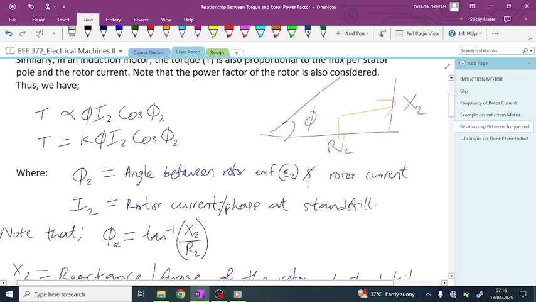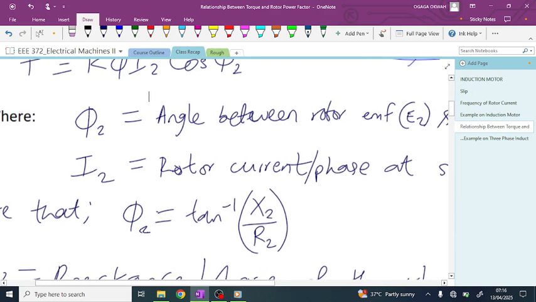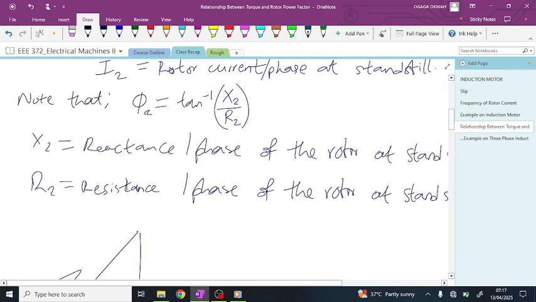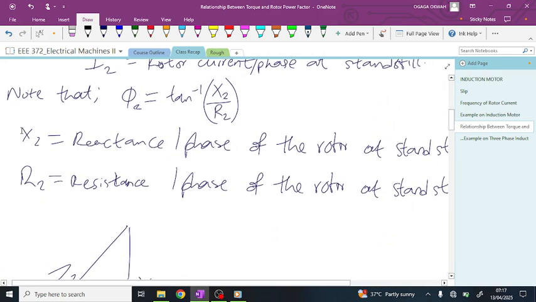So we can say the angle is the tan inverse of reactance over resistance. Note that anywhere you see this subscript 2, we are talking about the rotor. X2 is the reactance per phase for the rotor at standstill, and R2 is the resistance.